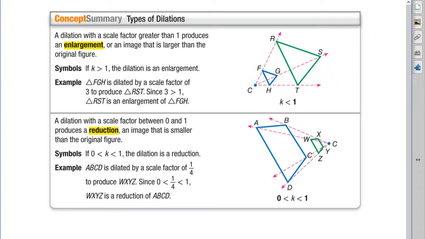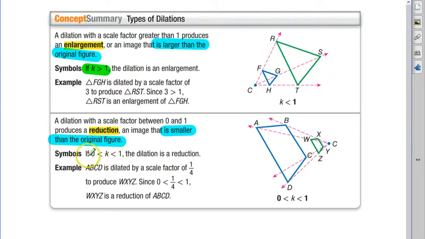Well, the definition of enlargement is an image that is larger than the original figure. Okay, we've gotten bigger. Reduction, its definition is an image that is smaller than the original figure. And hopefully those are words you're familiar with enough already. You know what that means. It says range of k. That means if it's an enlargement, the range of k is bigger than 1. That means you've gotten larger.